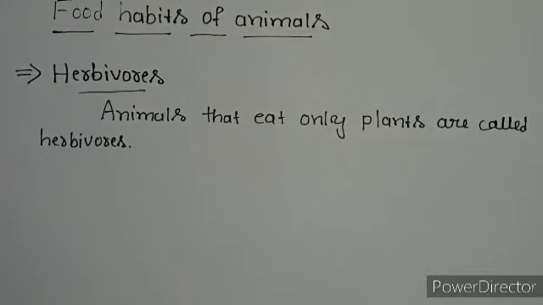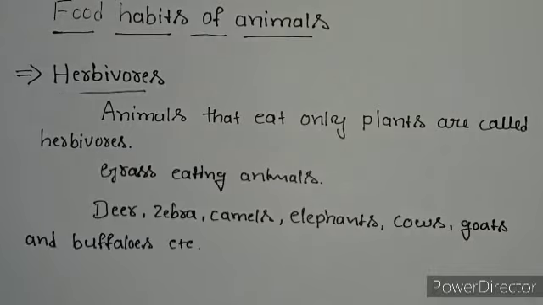Animals that eat only plants are called herbivores. Some animals such as cows, deer, elephants and horses eat only plants, so such animals are called herbivores. These herbivores are also called grass eating animals. Deer, zebra, camels, elephants, cows, goats and buffaloes all are herbivores. They eat grass, leaves and bark of trees.